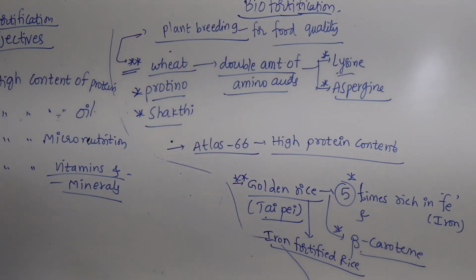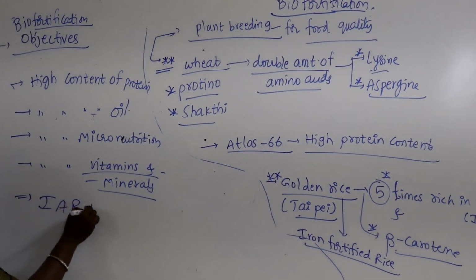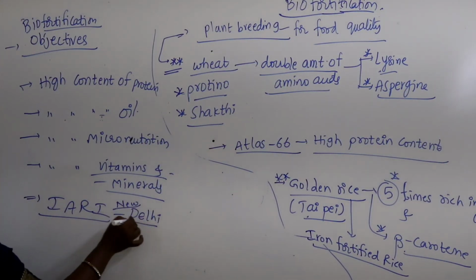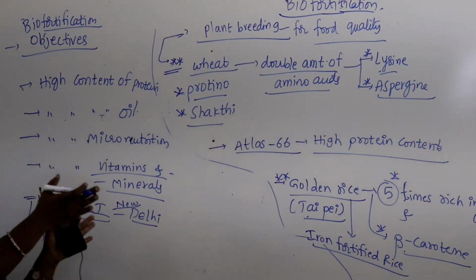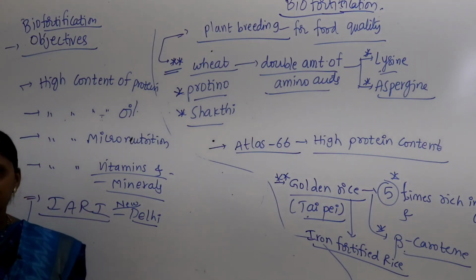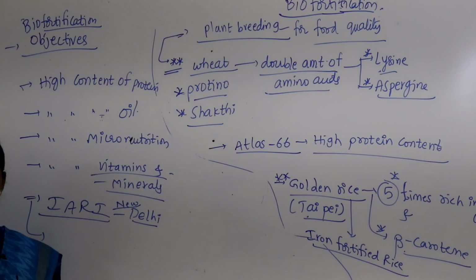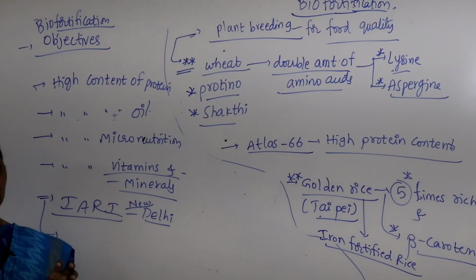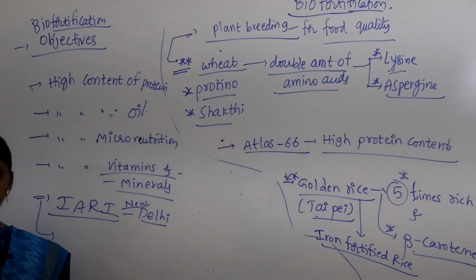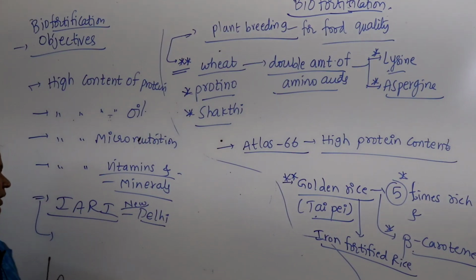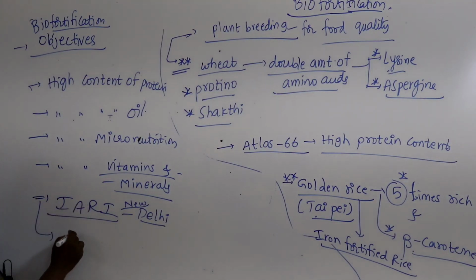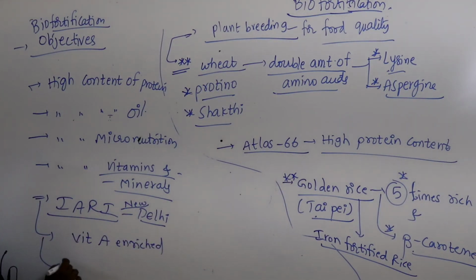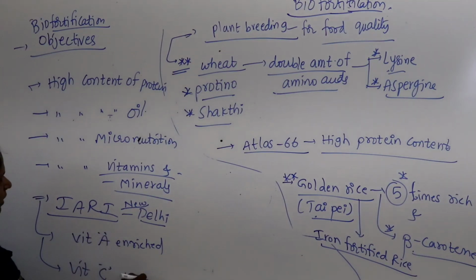Biofortification. In IARI, the Indian Agricultural Research Institute, located in New Delhi, they take the natural varieties of plants and keep modifying them to produce new varieties that have a specific type of nutrient. The plant should have a high quantity of a specific nutrient. For example, people in IARI have already created vitamin A enriched and vitamin C enriched plant varieties.